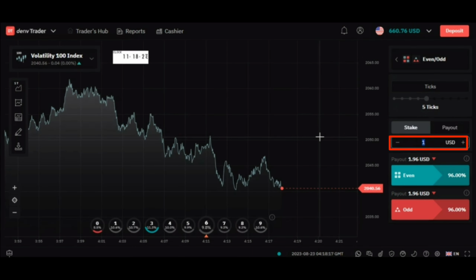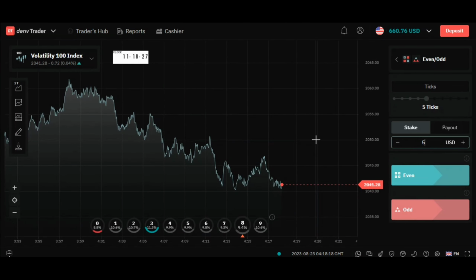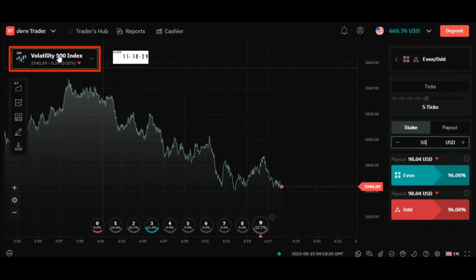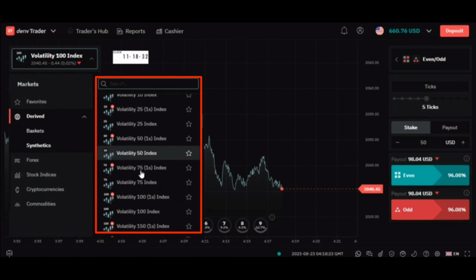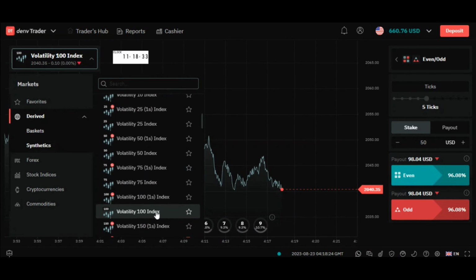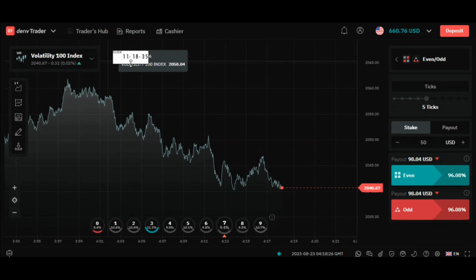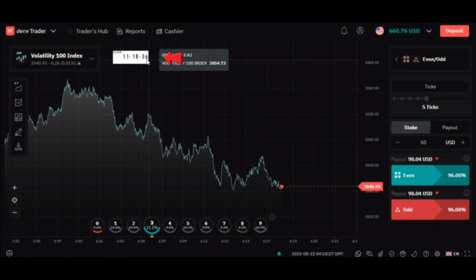A place to set a price that you can use in this trade. All Binary.com markets in the odd even strategy can be chosen and used in this trade. Start analysis when the clock is at 00:30 seconds.